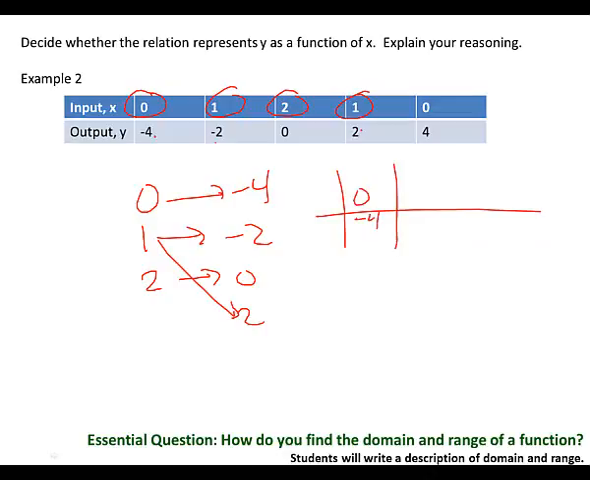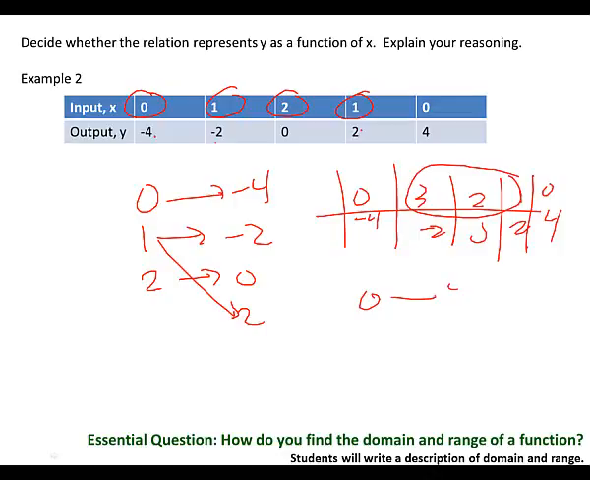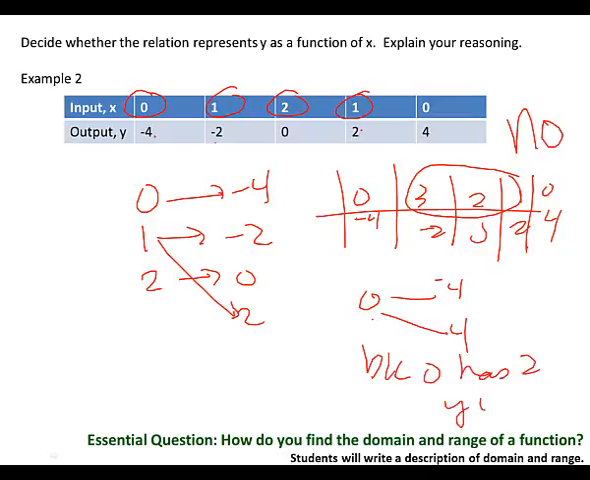So you had 0, negative 4, 3, negative 2, 2, 0, 1, 2, and 0, 4. So it's good in the middle, right? Middle's good, but because I have 0 going to both negative 4 and 4, that kicks it out. So is it a function? No. And if you wanted to explain the reasoning, because 0 has 2 y values. It says explain the reasoning.